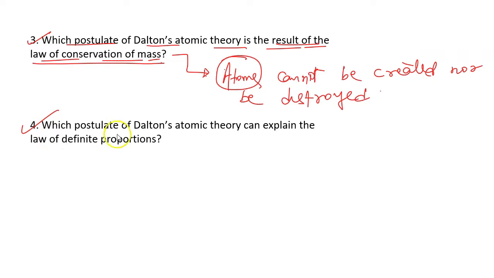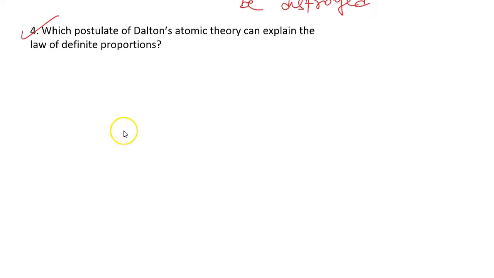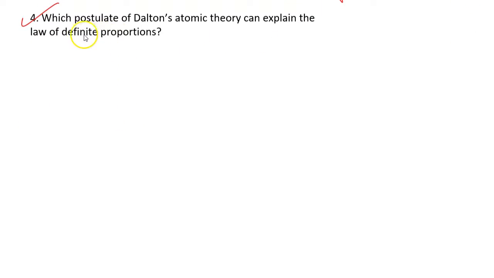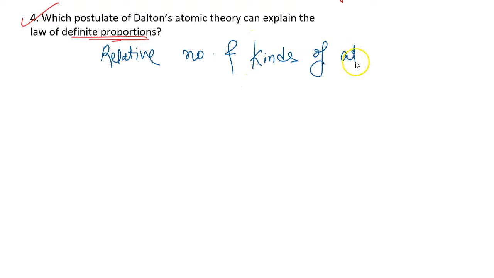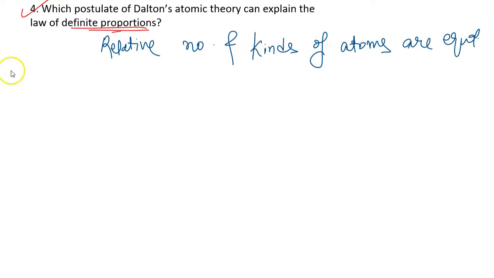Number 4. Which postulate of Dalton's atomic theory can explain the law of definite proportions? So that Dalton's law is relative number and kinds of atoms are equal, right? Okay, so moving ahead to the next theories.